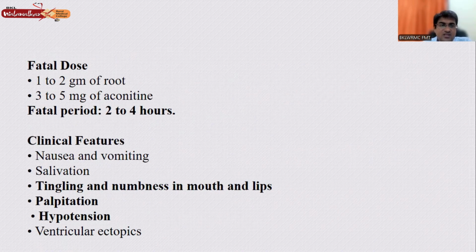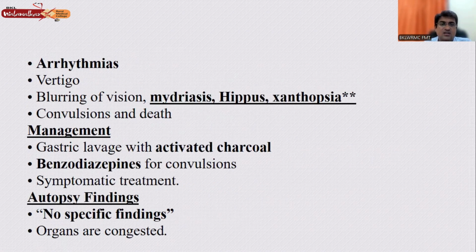So which are the clinical features? Nausea, vomiting, salivation, tingling, numbness in mouth and lips, palpitation, hypotension, ventricular ectopics. These are the clinical features. Arrhythmia is the most commonly seen in these cases, along with vertigo and blurring of vision, which includes mydriasis, hippus, and xanthopsia. These are the points you must remember for MCQ: mydriasis, hippus, and xanthopsia. Finally, the convulsions, which are followed by death. This is seen in these aconite cases.